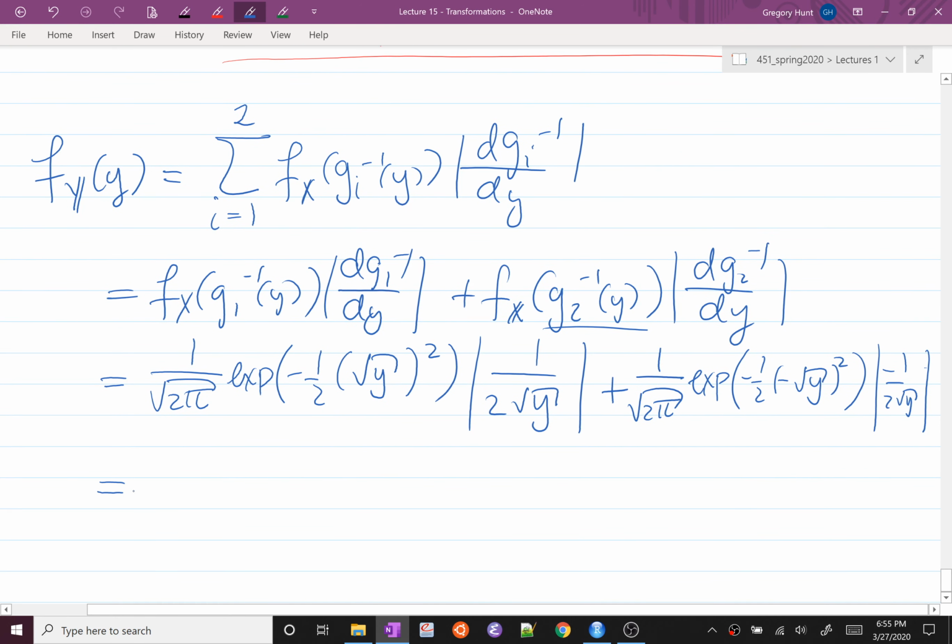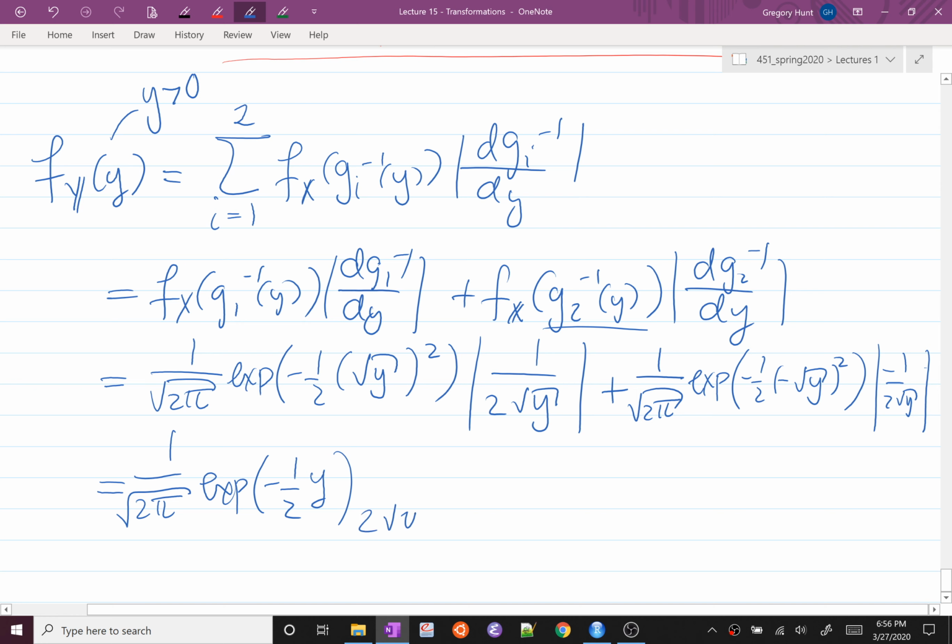So let's see if we can simplify this. We have 1 over root 2 pi, exp, negative 1/2, square root of y squared, which should be the absolute value of y. But we know here that y has to be bigger than 0. We don't really care if y is less than 0. That's not in the support of y. If you take something and square it, y is x squared, so y has to be positive. And so we actually don't need the absolute values. This is just y. And again, we don't need the absolute values.